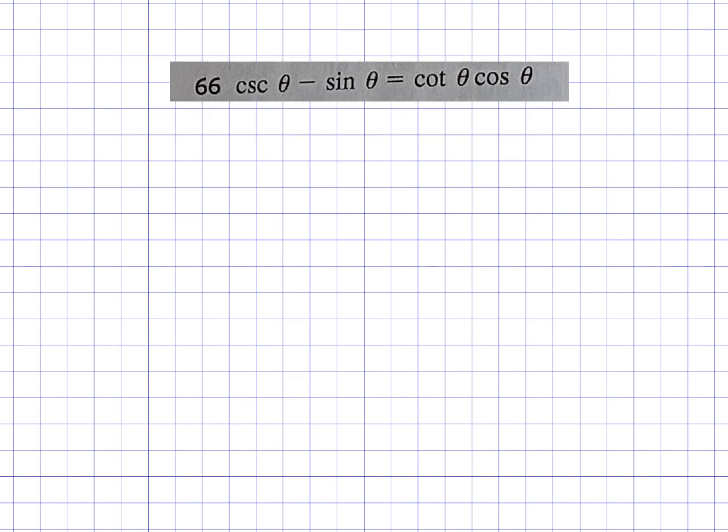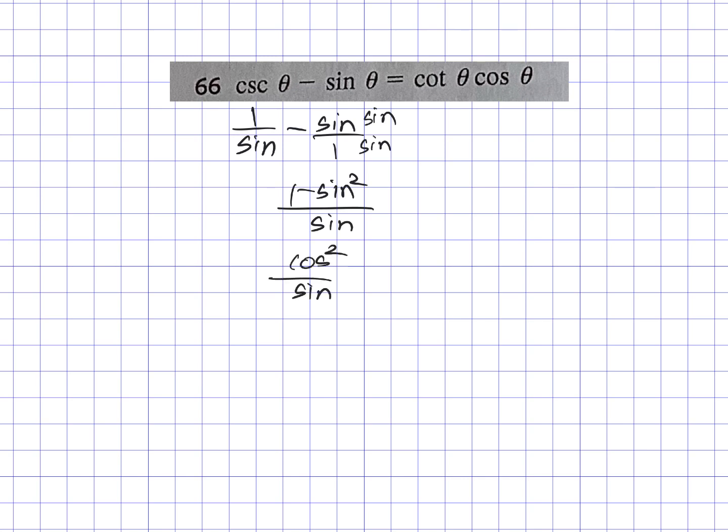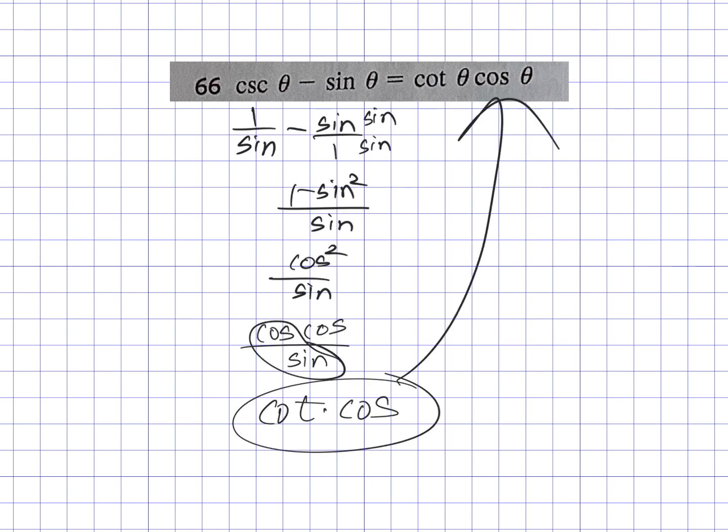Same type of thing. Cosecant is the same as 1 over the sine. Okay, let's get the same thing. Common denominator, multiplied by sine over sine. 1 minus sine squared over the sine. That's cosine squared over the sine. Cosine squared is cosine times cosine all over sine. There's your cotangent times the cosine. Check.